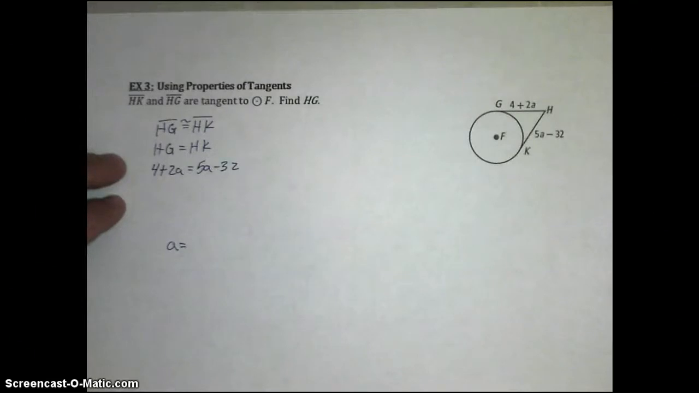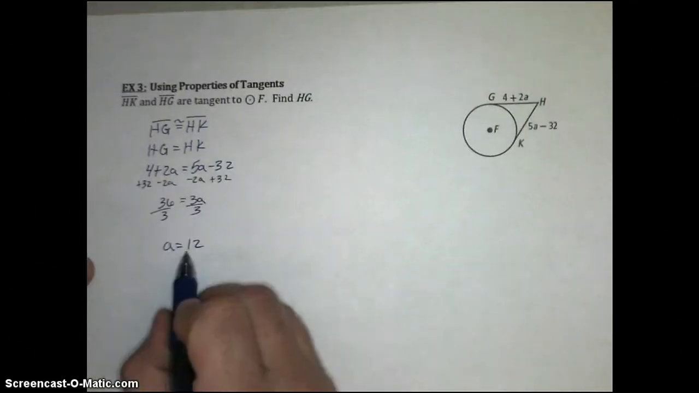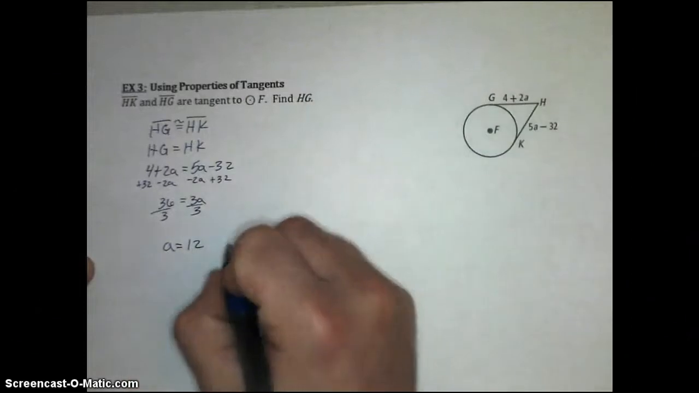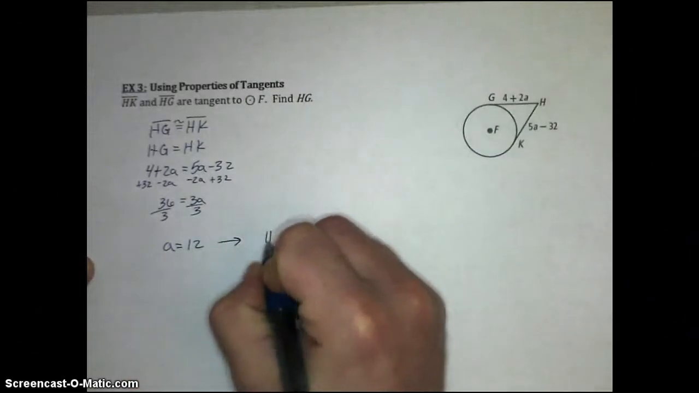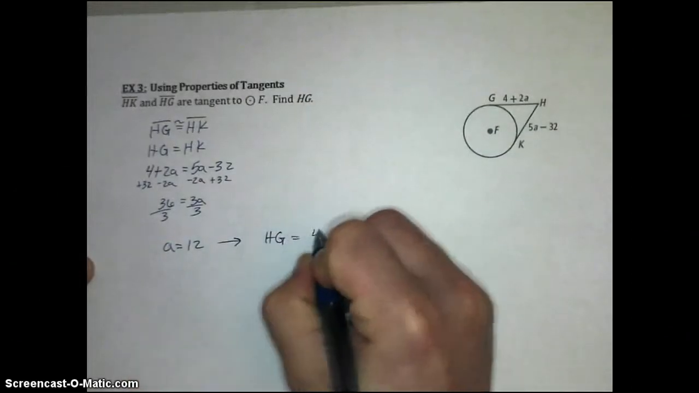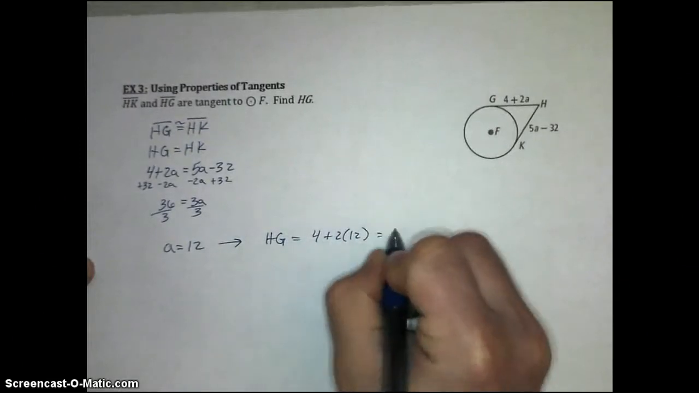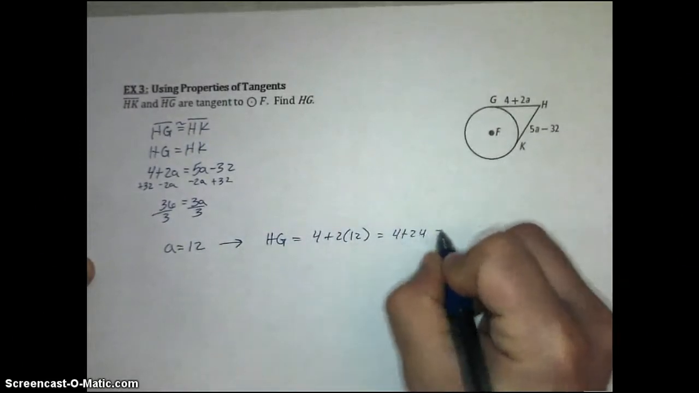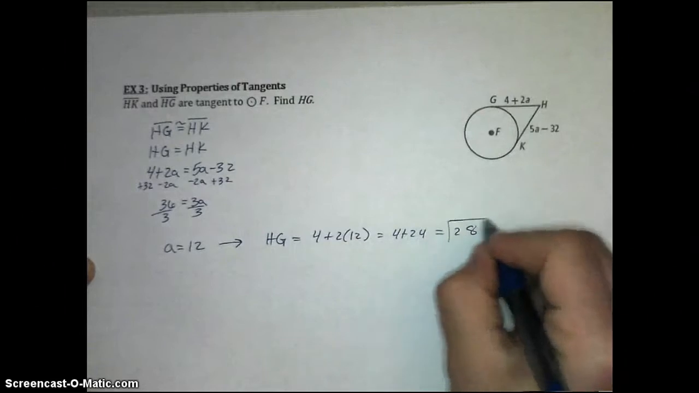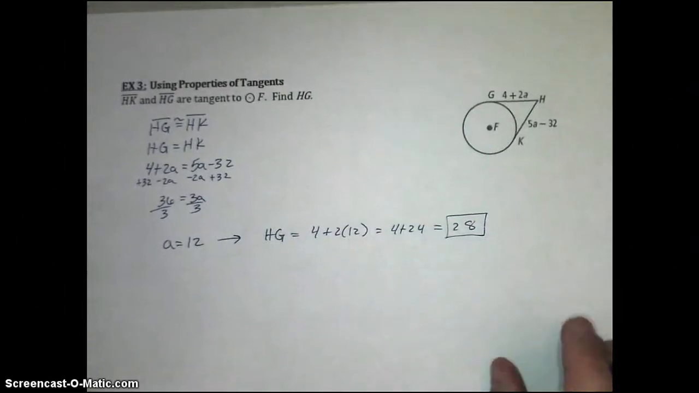All right, this is what we should get. A is 12. So that means I can plug back in to find HG by doing 4 plus 2 times 12. 2 times 12 is 24. 4 plus 24 is 28 units. That's your answer for example 3.